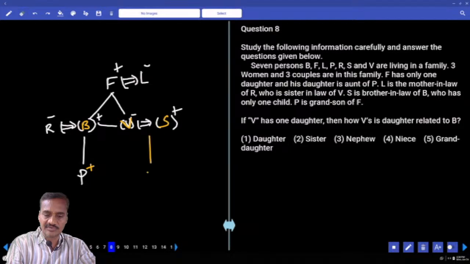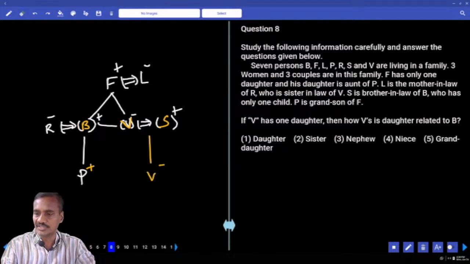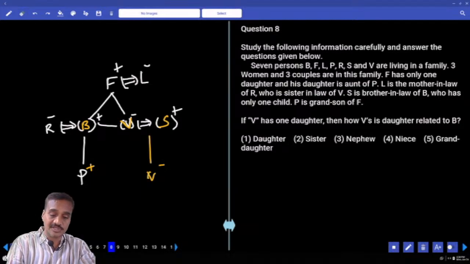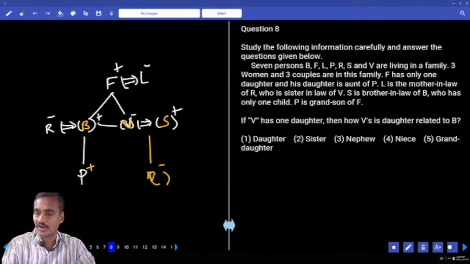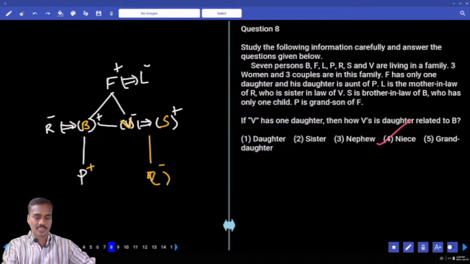And the 8th one: if V has 1 daughter, then how is V's daughter related to B? V is already there. Now that person is the daughter. How is V's daughter related to B? B's sister's daughter, sibling's daughter, niece. Choice for question number 8.